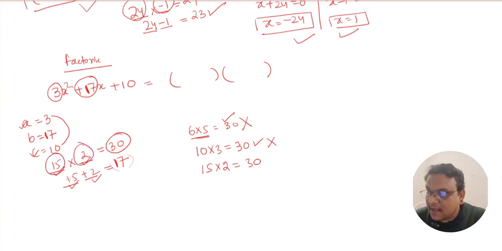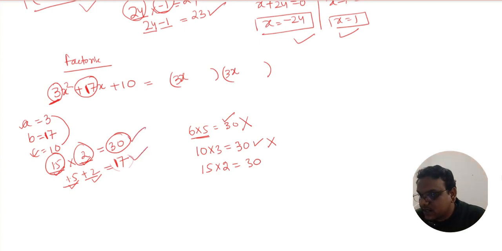See, in the previous examples I told you that wherever it is 1, that is easy, right? But this time this is not 1. If it was 1, I would have put x and x, right? But it is 3x squared. Now first put 3x and 3x. After that you got two numbers, right? One is plus 15 and one is plus 2.